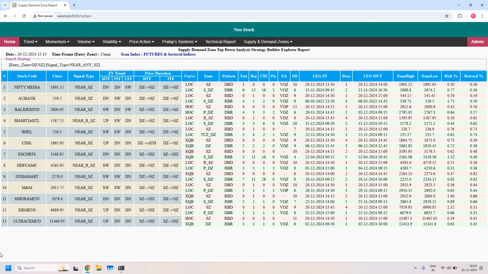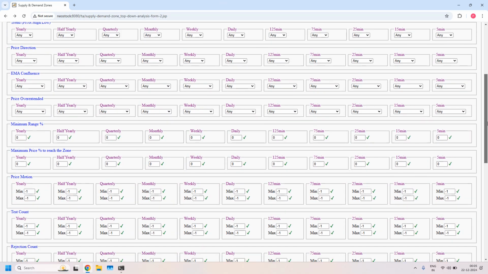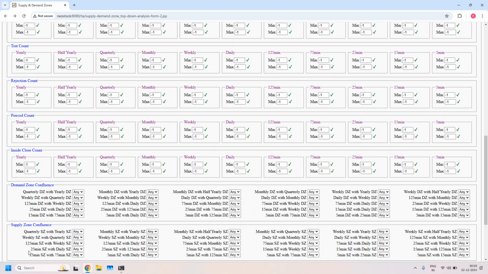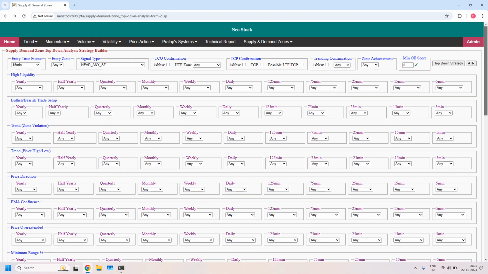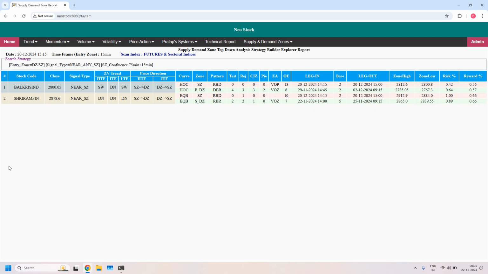We got 13 stocks. Please check pierced supply zones from this column. Okay, out of these 13, how many are having ITF supply zone confluence? Let's filter. That is 15 minutes supply zone with 75 minutes supply zone confluence. I enable the filter. With this filter, out of 13 stocks, we got only 2 stocks. So these two 15 minute supply zones are part of the 75 minute supply zones.